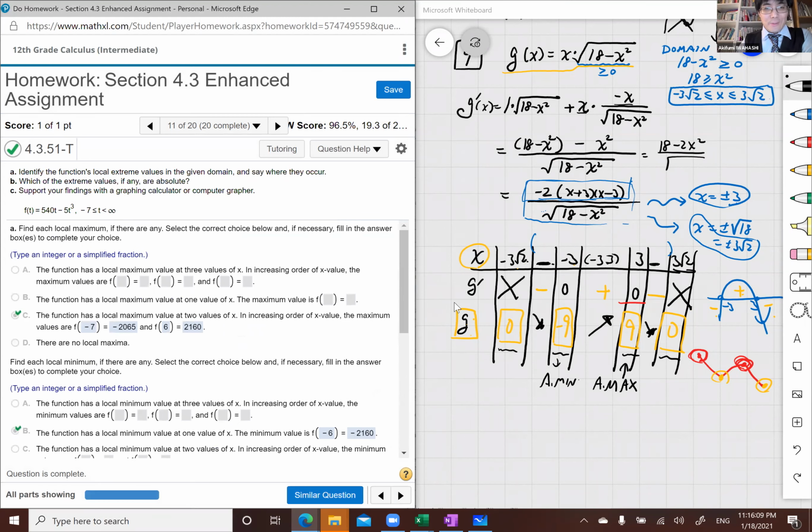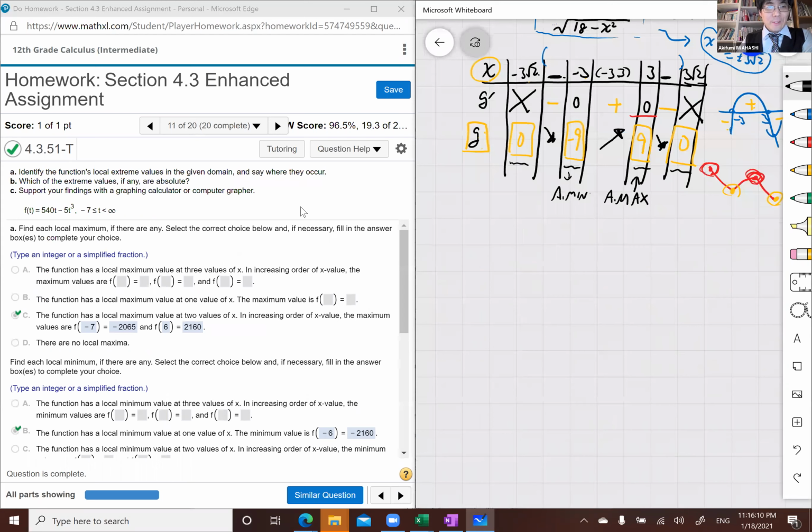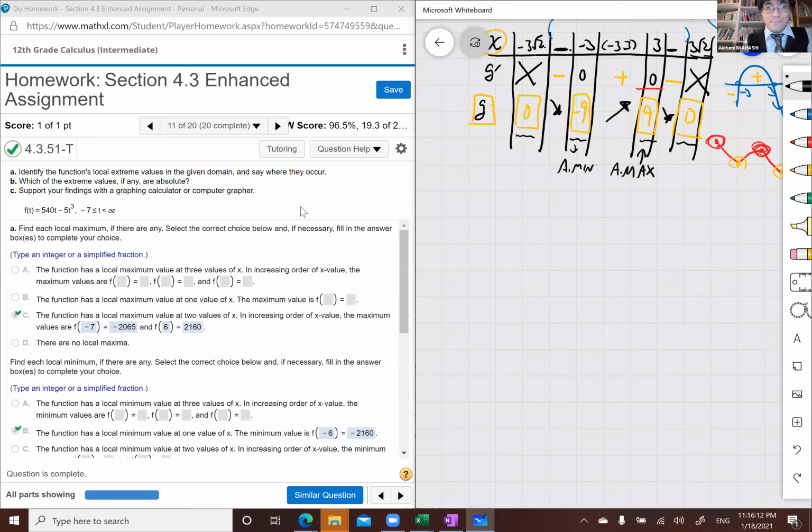Now, again, a similar question, number 11. Identify the function's local extreme values in the given domain. F of t is 540t minus 5t cubed, and the domain is -7 through infinity.